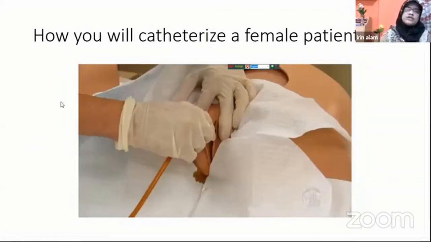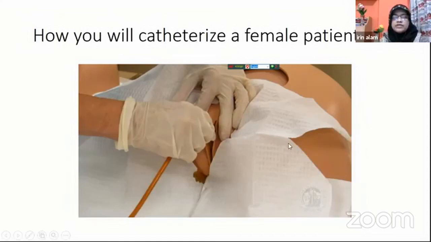A question may come: how will you catheterize a female patient? This is a procedure station. At first, you will tell the patient about the procedure, give your identity, and introduce yourself and tell the procedure. You'll check the logistics. Logistics will be a pair of gloves and Foley's catheter.